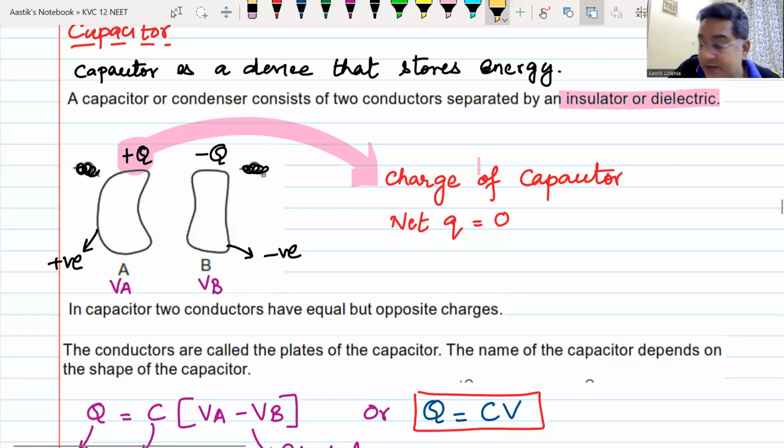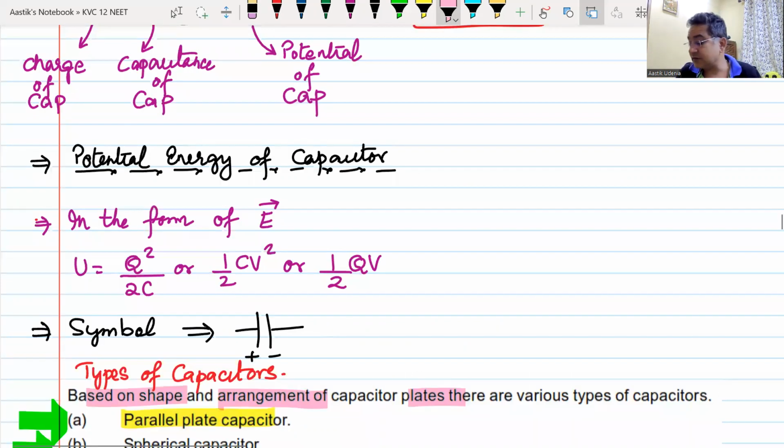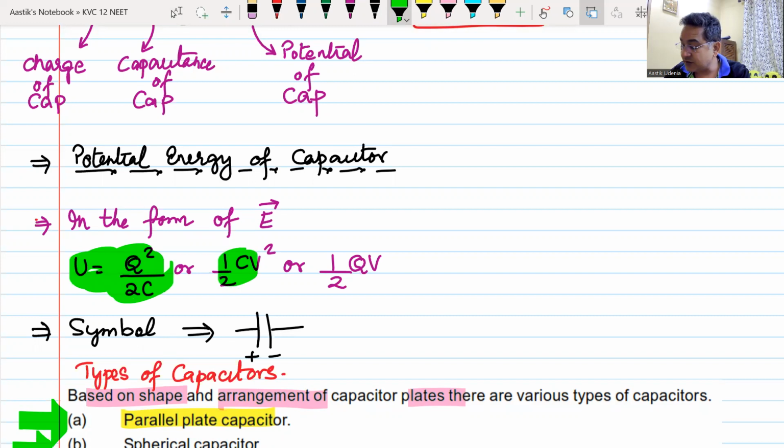Okay, well done. The first formula that we had done was charge on the capacitor, Q is equal to CV. I hope you remember this. So this is the first formula that you will have to remember. The second formula that you have to remember is the formula for energy: Q square by 2C, half CV square, half QV.